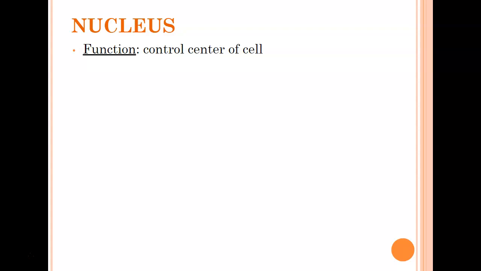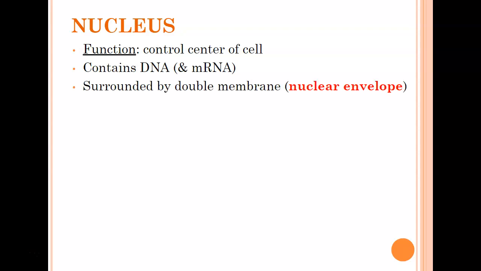So the first is the nucleus, and its job is to control the cell, kind of. Like I said, it's the brain of the cell. It has the DNA, and oftentimes, as we will learn later when we talk about how proteins are made, it is where mRNA is made as well. It has a double membrane, so it kind of has its own cell membrane, except it's called the nuclear envelope. It's the membrane that surrounds the entirety of the nucleus.